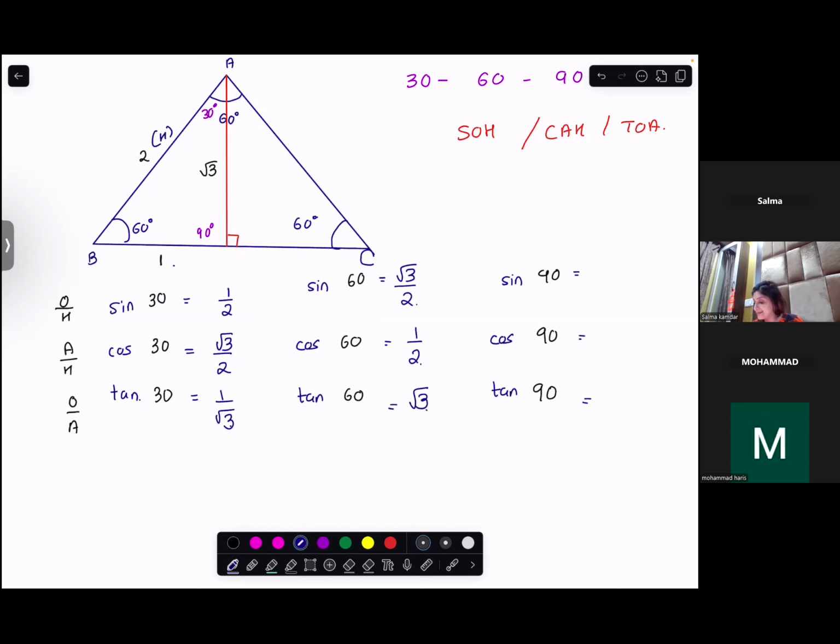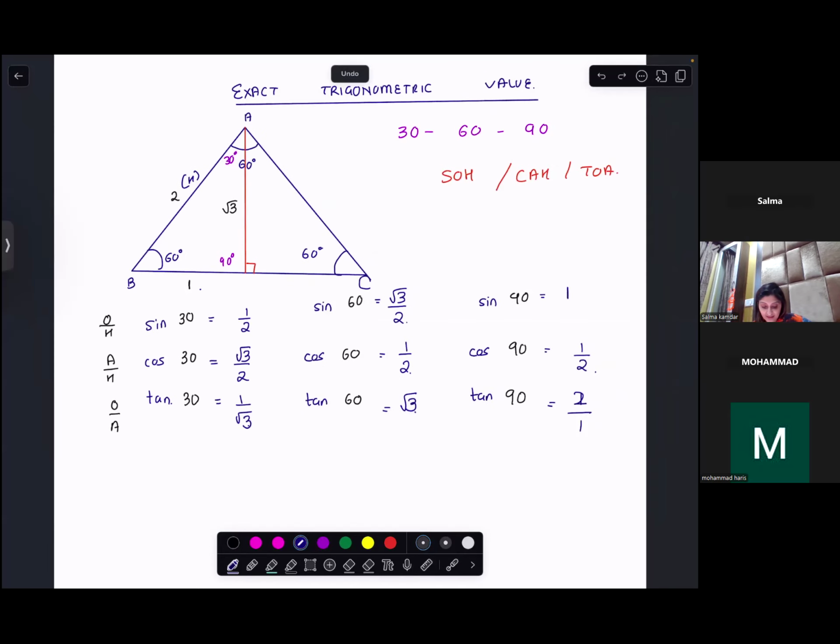Now sine 90. So it's going to be 2 divided by 2. The opposite and the hypotenuse are the same. Okay, and then cos 90. It would be 1 divided by 2. And tan 90 would be 2 divided by 2, should be 1. Opposite over adjacent. Okay.